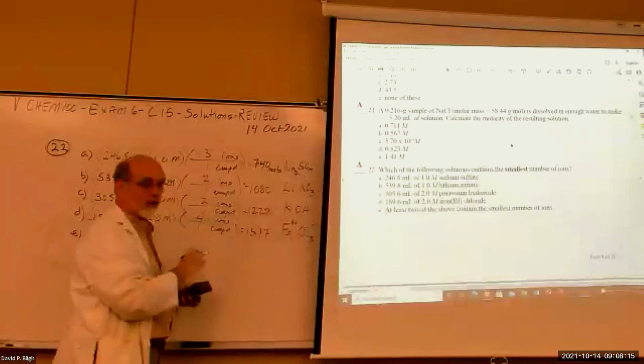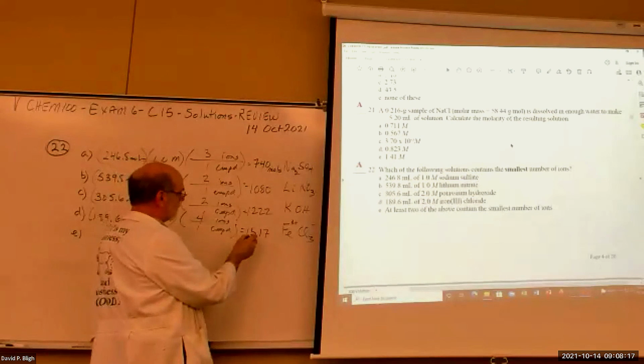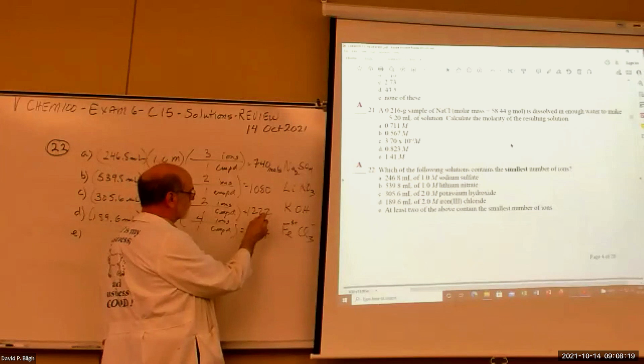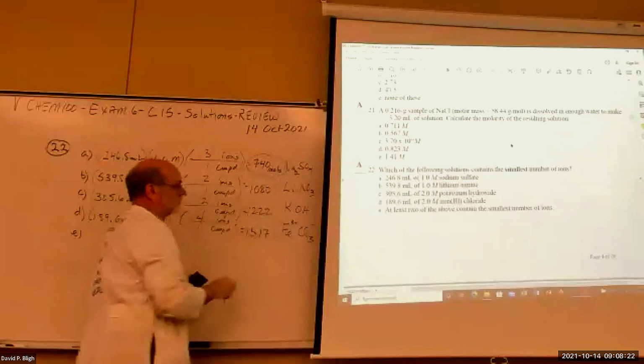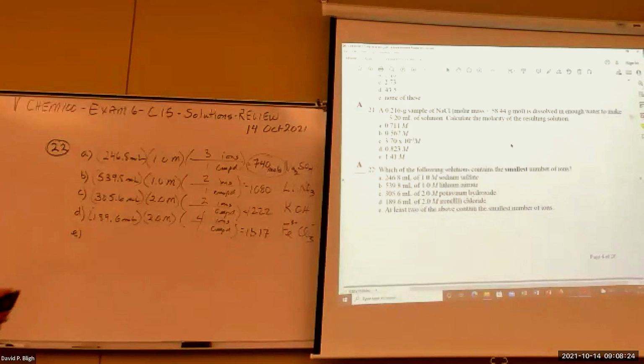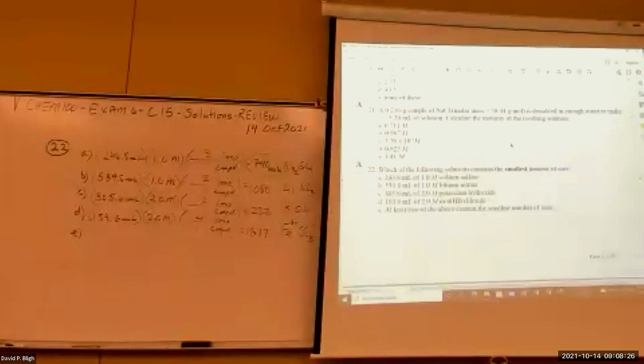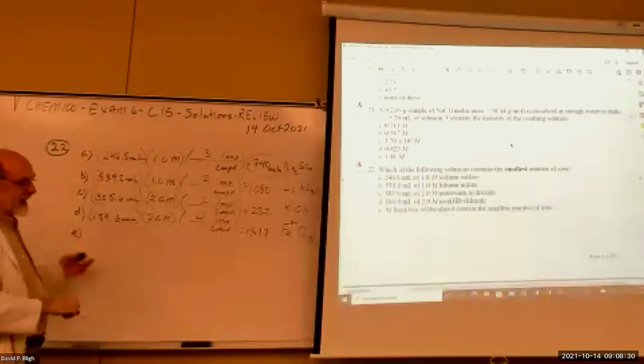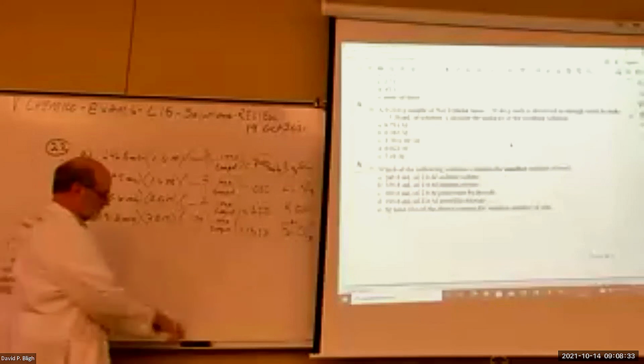So we just compare the moles of ions, right? That's the big one. Next one, that's the smallest one. So A. And E can't be the answer because none of them are the same.